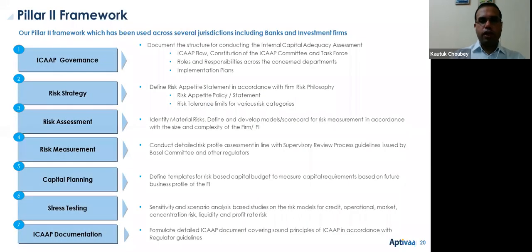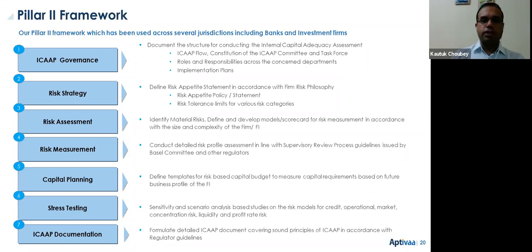With this, we'll quickly have a look at the Pillar 2 framework. So the Pillar 2 framework, as we've discussed, starts from the ICAAP governance, then translates into the risk appetite policy and statement, which has tolerances across different risk parameters. And then it moves on to the assessment and measurement of those particular risks, which is then integrated into the capital planning process of the financial institution.